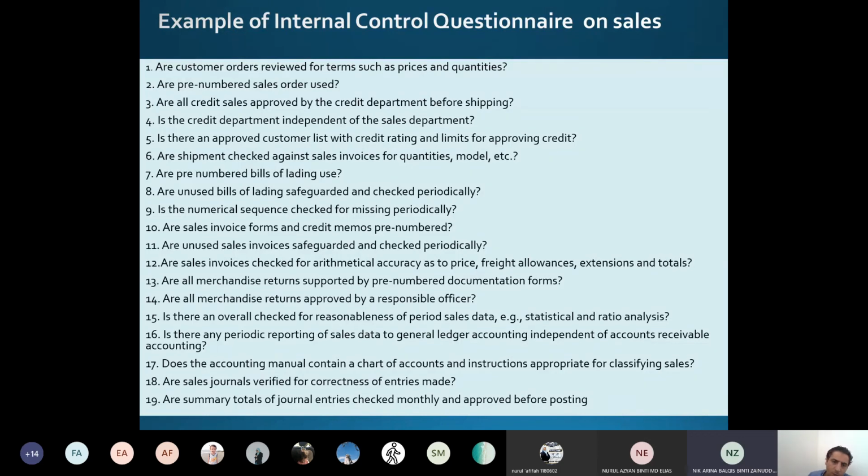Pre-numbered bills of lading. Okay, in this question, we are trying to check the control over the documents. So we are trying to check whether the shipment documents are pre-numbered. Bills of lading, normally we can also call it the shipment document, are pre-numbered. If they are pre-numbered, then it is good. It is a more reliable document. Okay, so we are checking here the document verification. Number 8.